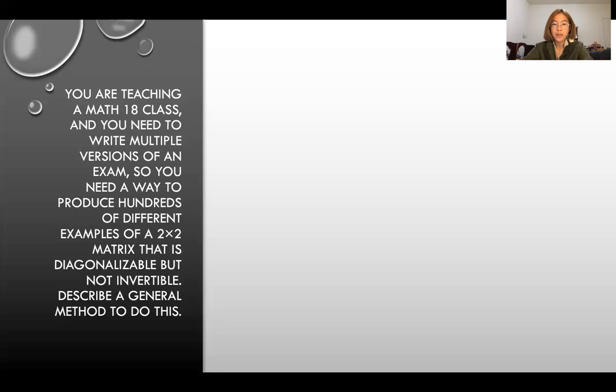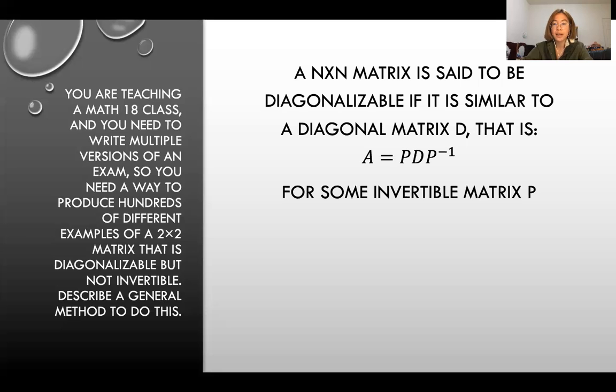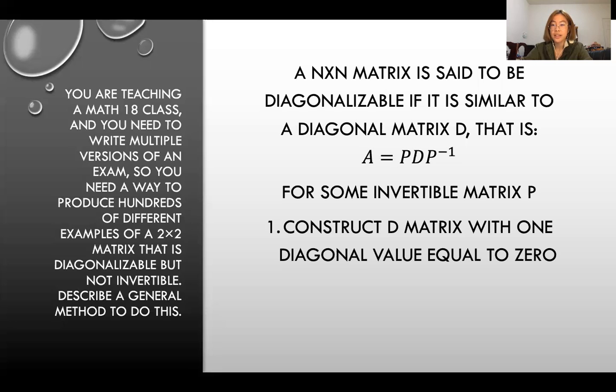So for the second problem, in order for an n by n matrix A to be diagonalizable, it needs to be similar to the diagonal matrix D, such that A equals PDP inverse for some invertible matrix P. So my approach to this problem was to construct a 2x2 diagonal matrix D with a 0 and one non-zero value in its diagonal, and to also construct an invertible 2x2 matrix P.